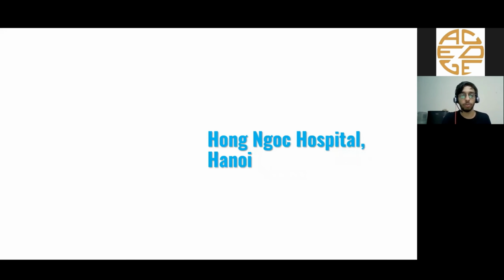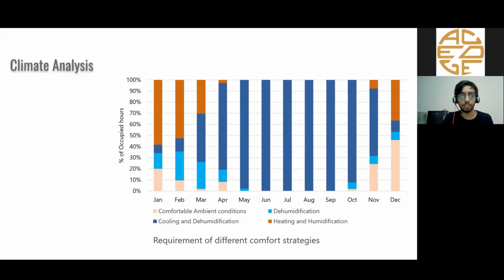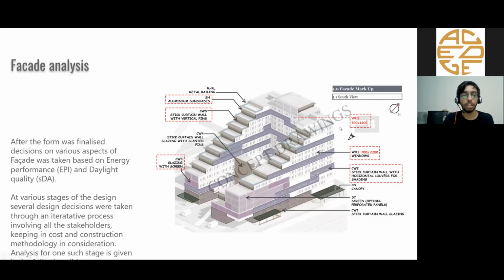So I'll give you an overview of a few projects. This one was a hospital. I'll skip the initial analysis that we had done. The first thing that we had done was form analysis. So we took the best possible form out of different options. Then when the form was finalized, the architects designed different facades for different areas of the building. So there were like 7 or 8 options of the facade.